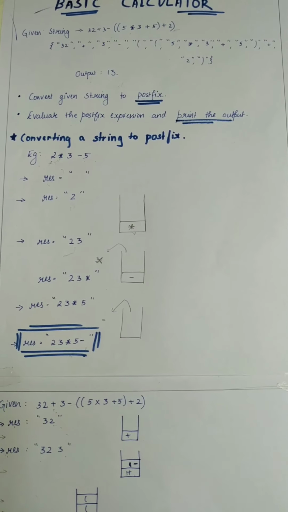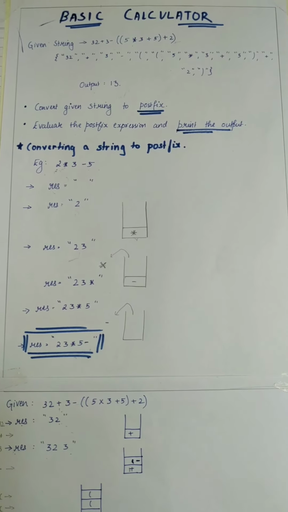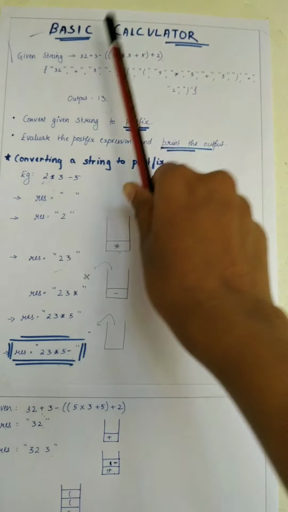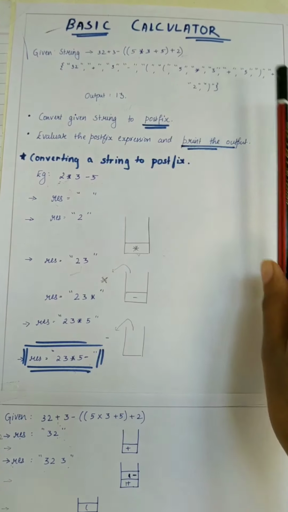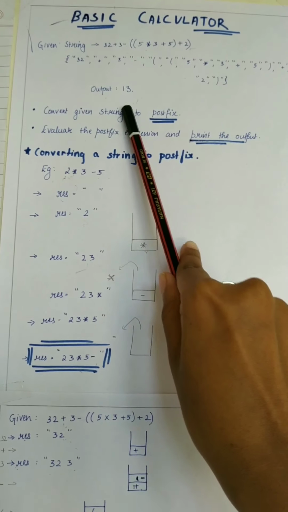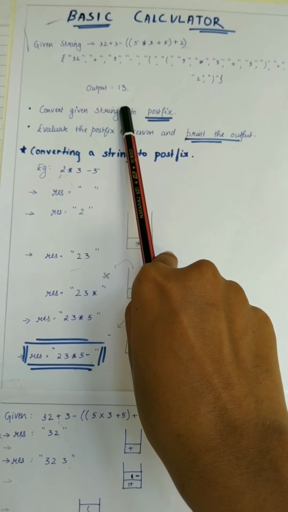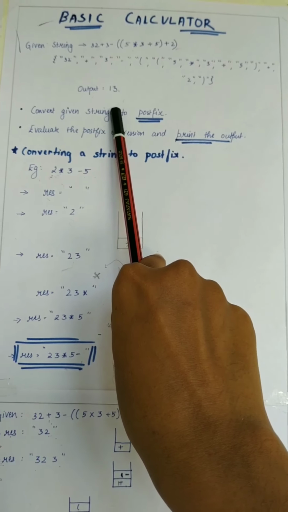So today we are going to learn how to program a basic calculator using stack. We would be given a string as follows and we have to perform the calculation and print the output. For this given string the output is 13. For this we are gonna use application of stacks.